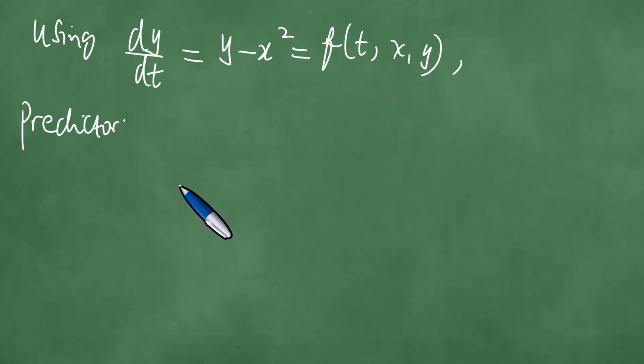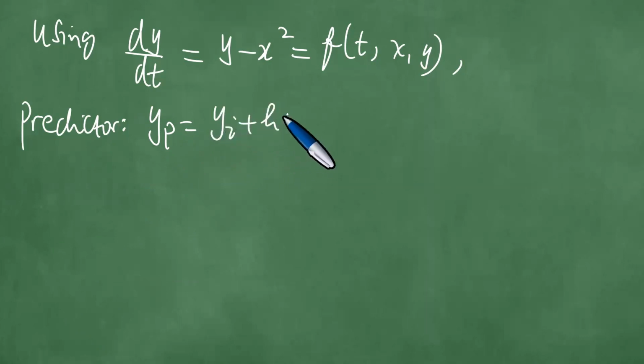So what this is here is the following. Predictor. So we're going to say y predictor. Yeah, I can write it like that. It is yi plus h, and then you have the f, so it's going to be ti, xi, yi.